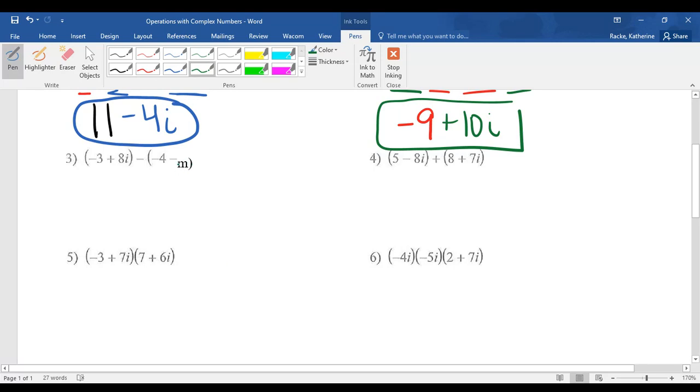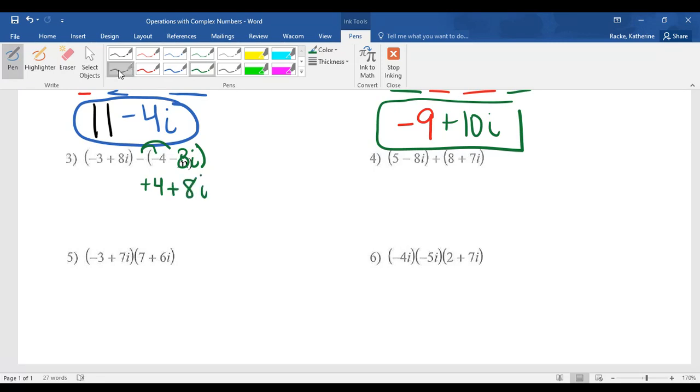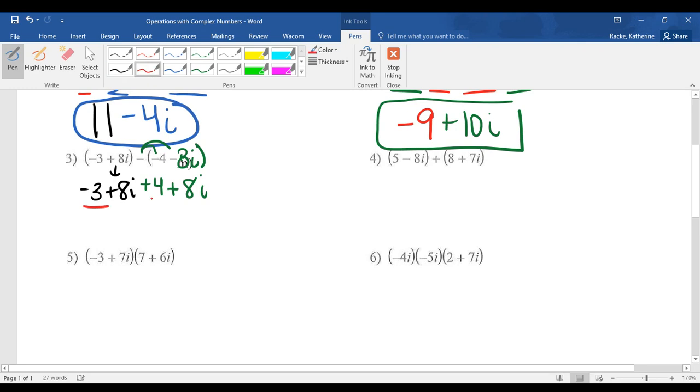I don't know why this says m here. It's supposed to be 8i. Okay, so now we're going to go ahead and distribute this negative through. So a negative and a negative, it's going to give me a positive 4, and a negative is, again, it's going to give me a plus 8i. Then carry down the first part. Negative 3 plus 8i. Now we're just combining like terms. So negative 3 plus 4 gives me a positive 1. And then 8i plus 8i gives me plus 16i.